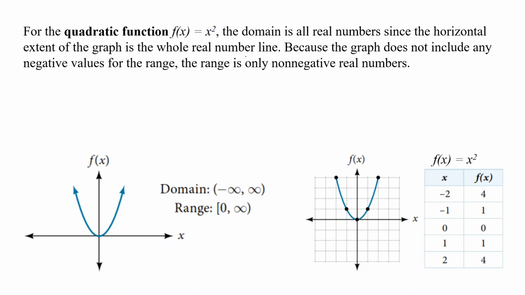Now the key is your graph's not going to include any negative values, because when you square something, it's going to be positive. And so the range is only going to be non-negative real numbers. So it's going to be from 0 on to positive infinity, depending on what you plug in for your x. For example, here I plugged in some values just from -2 to +2 by 1. If you plug in a -2, you get 4. Plug in -1, you get 1. 0, you get 0. 1, you get 1. And 2, you get 4.